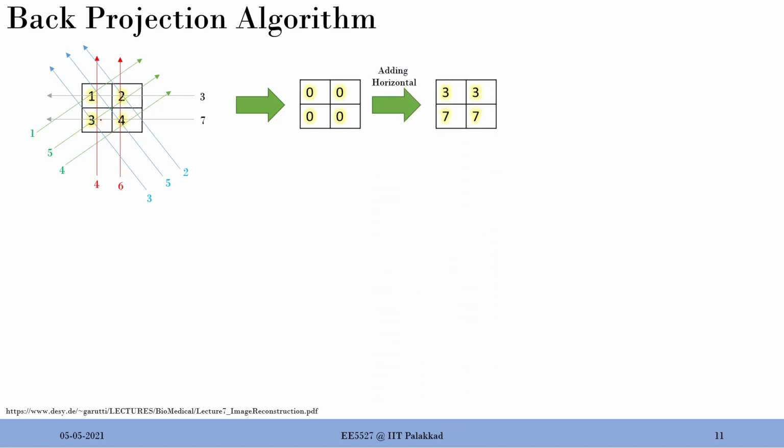That's what I was pictorially showing in the previous slide also. The 3 is completely repeated along that direction, 7 along that direction is repeated. So that line, you are putting that p of s comma phi. For a given phi, that p of s value is repeated throughout the pixels. That's the meaning of it. So that's horizontal is added.